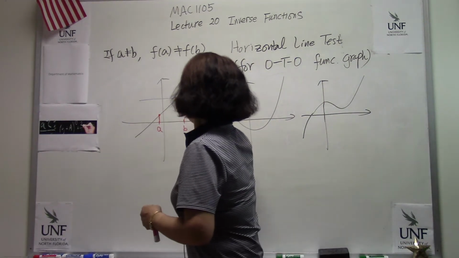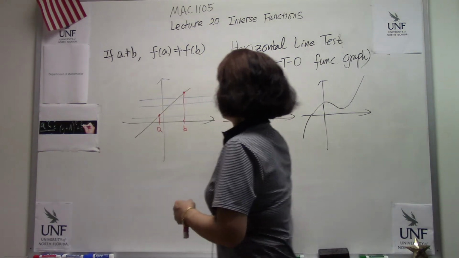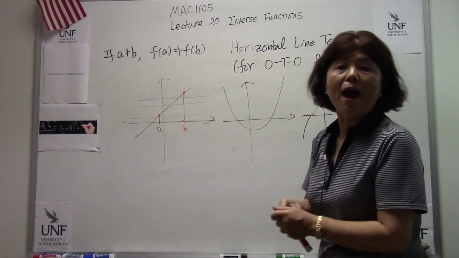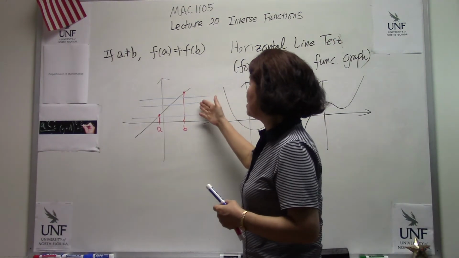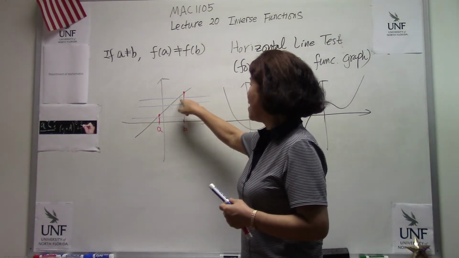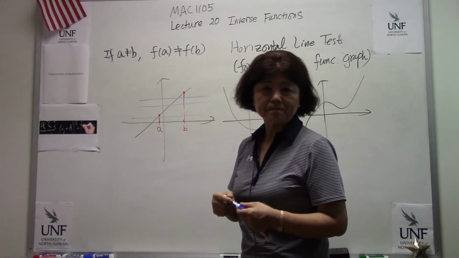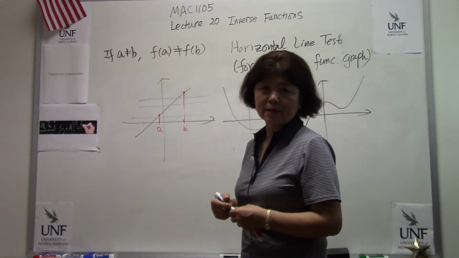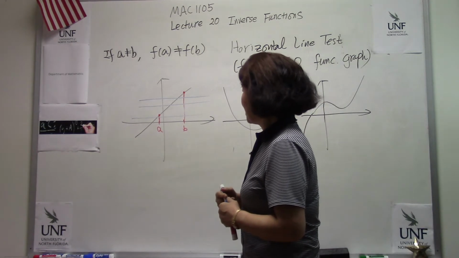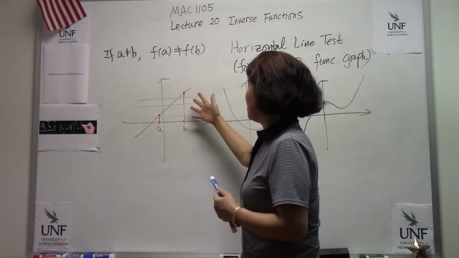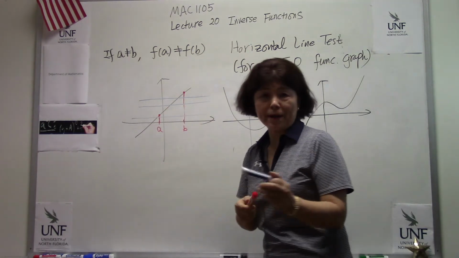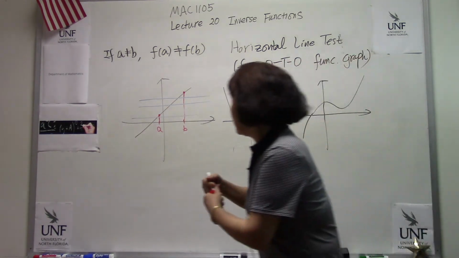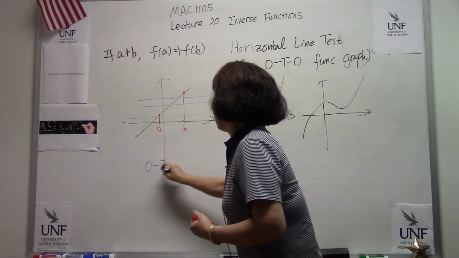So this horizontal line test means this. You just draw a horizontal line anywhere, we say an arbitrary horizontal line, and each horizontal line intersects the graph at only one place, or at most one place. Okay? If that is the case, it is a graph of a one-to-one function. So I'm going to show you two different ways. Okay, so this function is one-to-one.